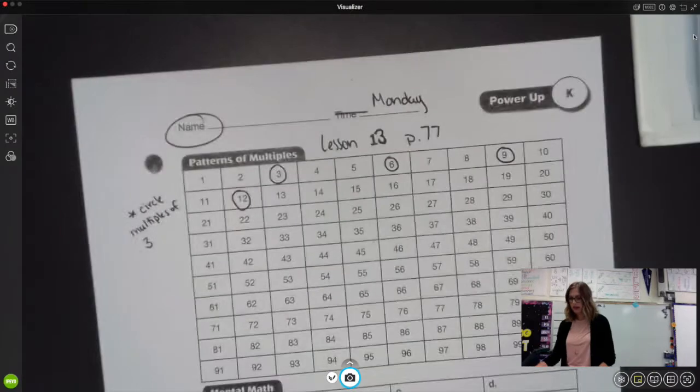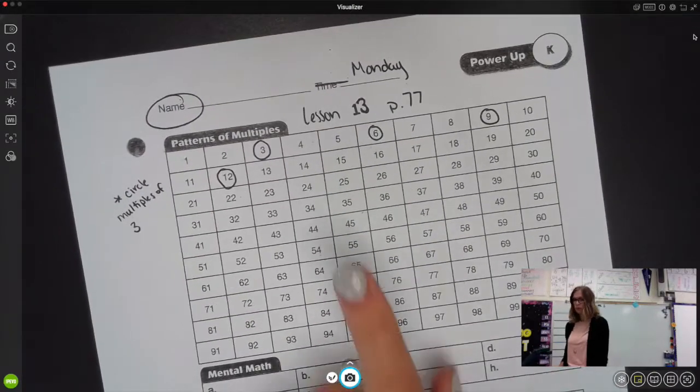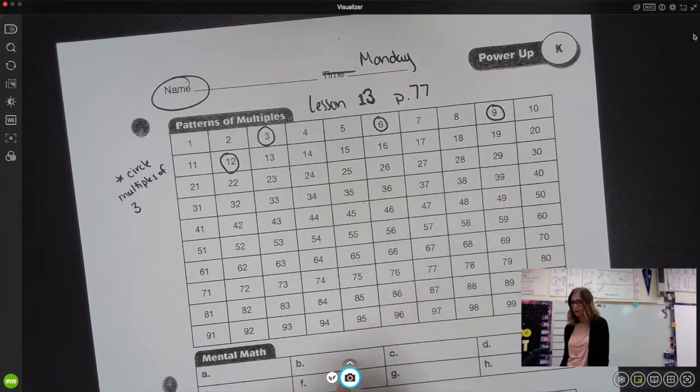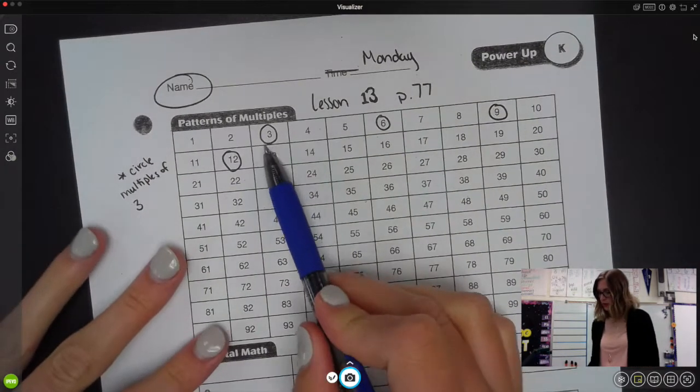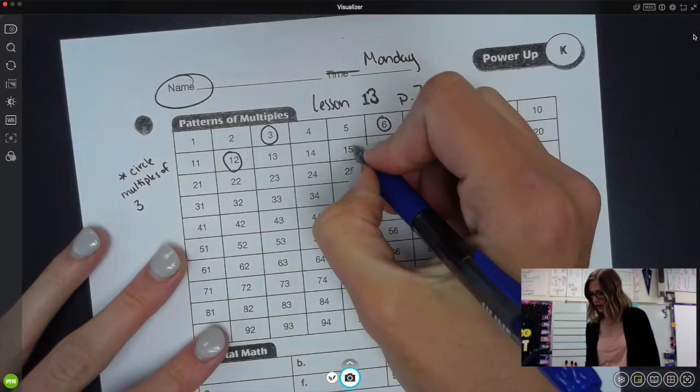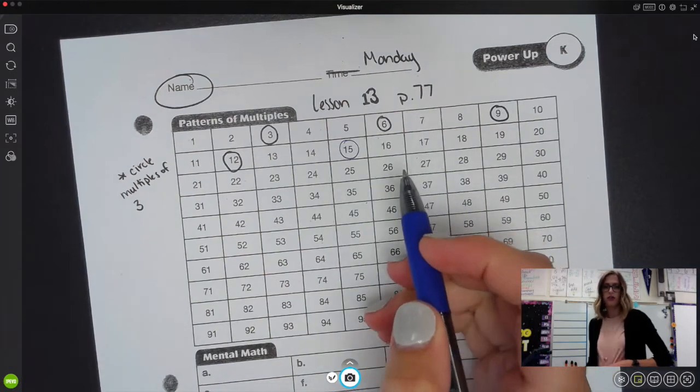What power up K is asking us to do says on your 100 number chart, that's this, circle all the numbers on the chart that we say when we count from 3s to 99. Do you see a pattern of even and odd numbers? So when we count by 3s, we go 3, 6, 9, 12, 15, and then so on. So you notice how I circled all those numbers.